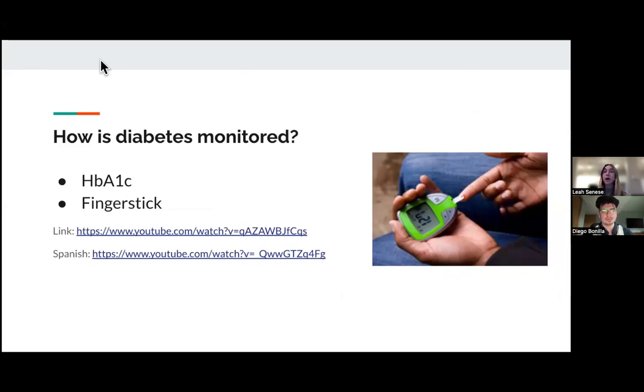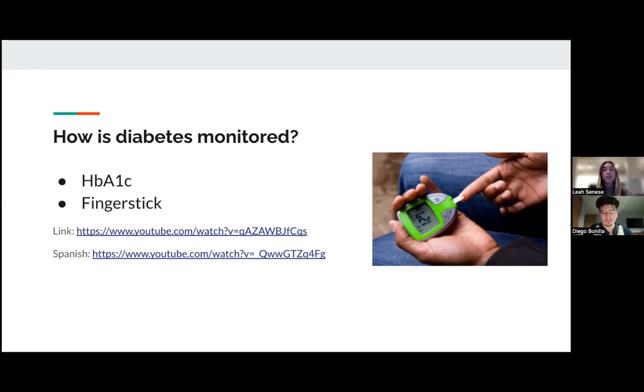Okay, so now how it's monitored. We also provided a link below if you'd like to watch that again after the presentation. So the 2 main ways diabetes is monitored are with an A1C test and a finger stick. The A1C is a blood test that tells us how much sugar is in the blood over about a 3-month time period. So this is a good comprehensive test to tell us how well an individual might be managing their diabetes or how much blood sugar is in the blood on average.